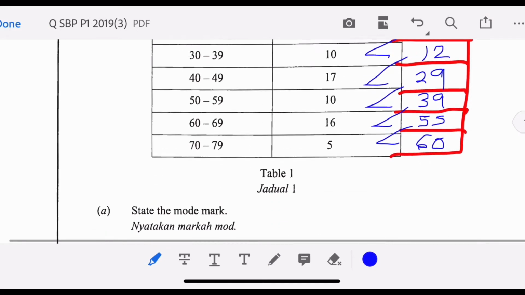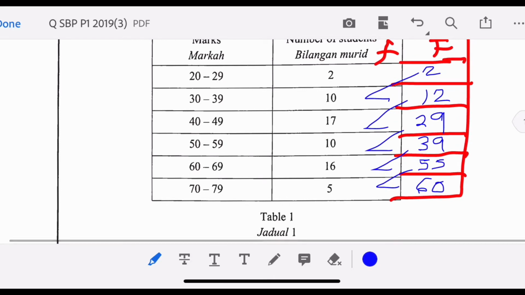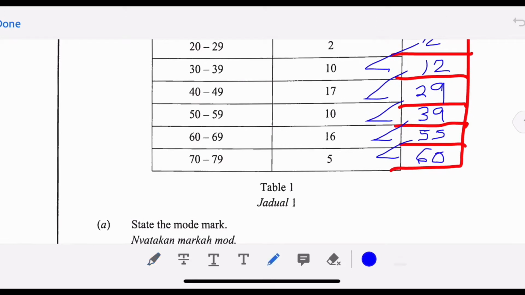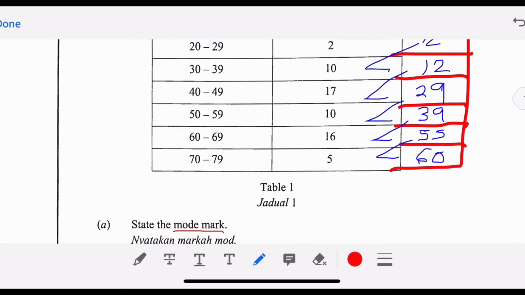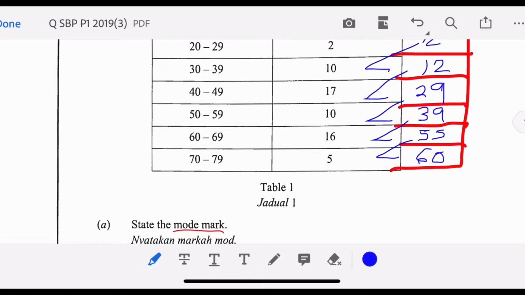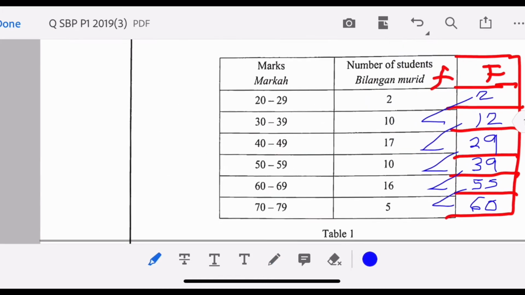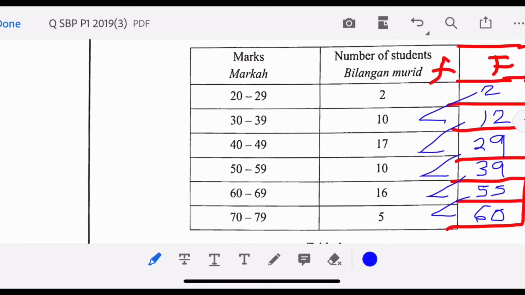For mode, we don't have a formula. We have to observe the distribution of the data. So basically I advise you to sketch a simple histogram so that you can see how to identify the mode later. Now we will try to work out the answer for the mode. I'm going to sketch the simple histogram.